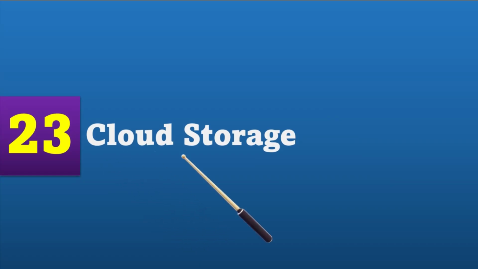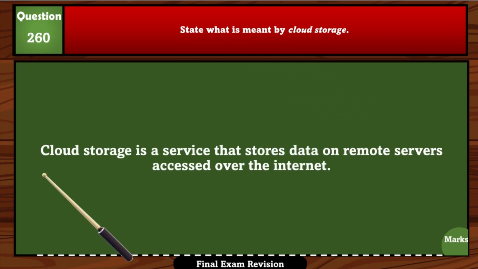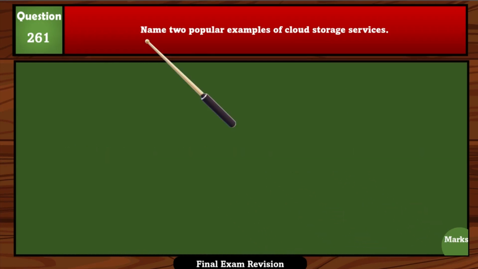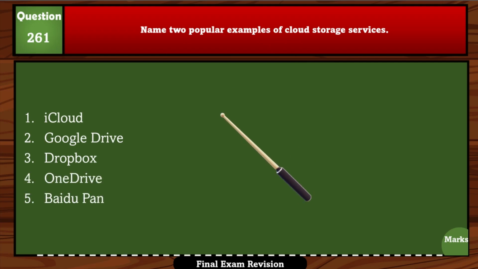Topic 23, cloud storage. Question 260: state what is meant by cloud storage. Cloud storage is a service that stores data on remote servers accessed over the internet. Question 261: name two popular examples of cloud storage services. We have iCloud, Google Drive, Dropbox, OneDrive, and Baidu.